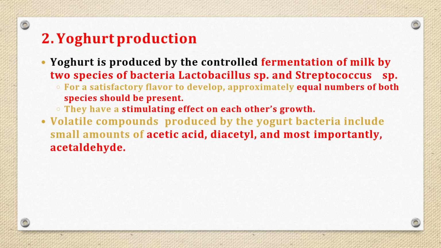Yogurt is produced by the controlled fermentation of milk by two specific species of bacteria, Lactobacillus species and Streptococcus species. For a satisfactory, well-balanced flavor to develop, it's important to have approximately equal numbers of both species present. This is because they have a stimulating effect on each other's growth, a wonderful partnership. The volatile compounds produced by these yogurt bacteria include small amounts of acetic acid, diacetyl, and most importantly acetaldehyde, which gives yogurt its characteristic tangy aroma.